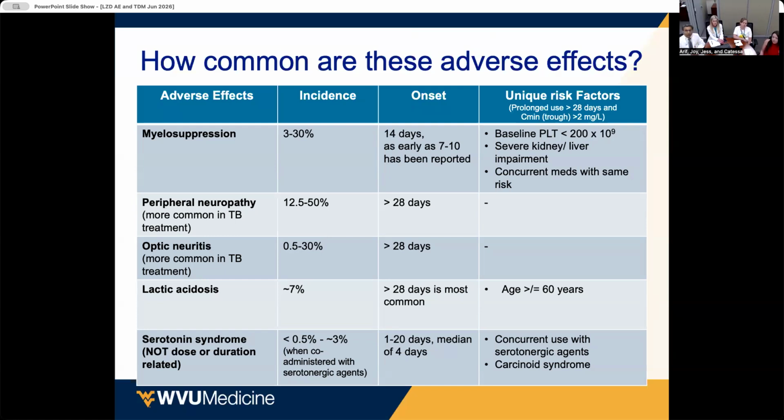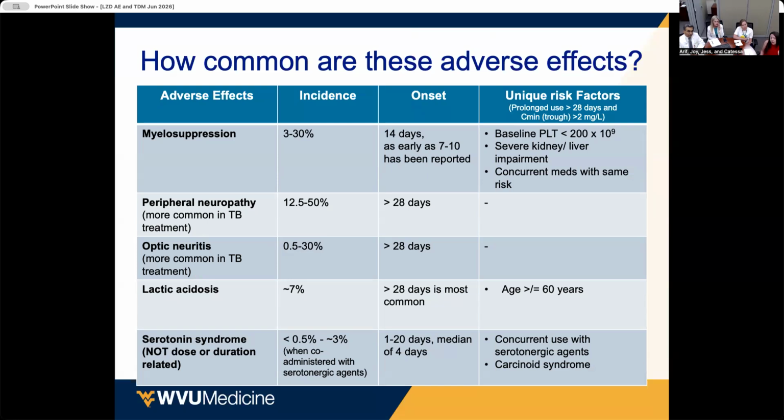And the onset of this is typically after 14 days of therapy, but it has been reported as early as 7 to 10 days, particularly when a few different unique risk factors are present, such as baseline platelets less than 200, severe kidney or liver impairment, or concurrent meds with the same risk of myelosuppression. I also want to point out that all of these outside of serotonin syndrome have the risk factor of prolonged use over 28 days and a trough serum concentration of greater than 2.